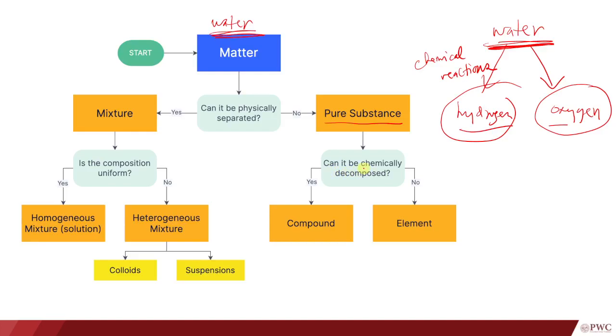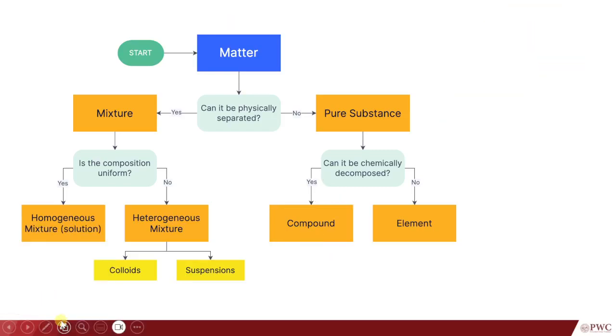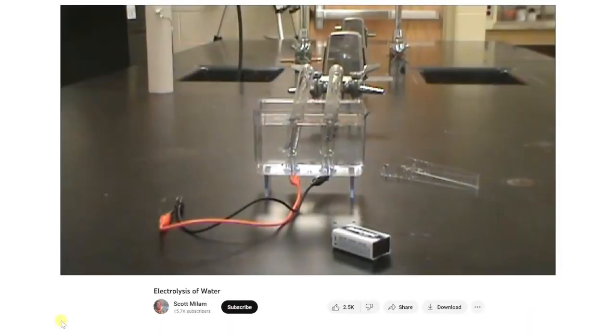Next, can it be chemically decomposed? Can I break this down into other substances? Again, I can still break down water into hydrogen and oxygen. So this one is yes. So therefore water is a compound. So again, it's composed of two different elements. Now let's try to see how we can separate water into hydrogen and oxygen.